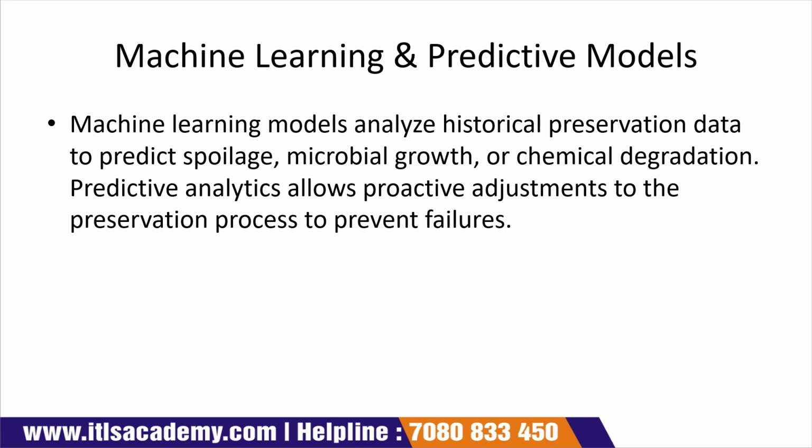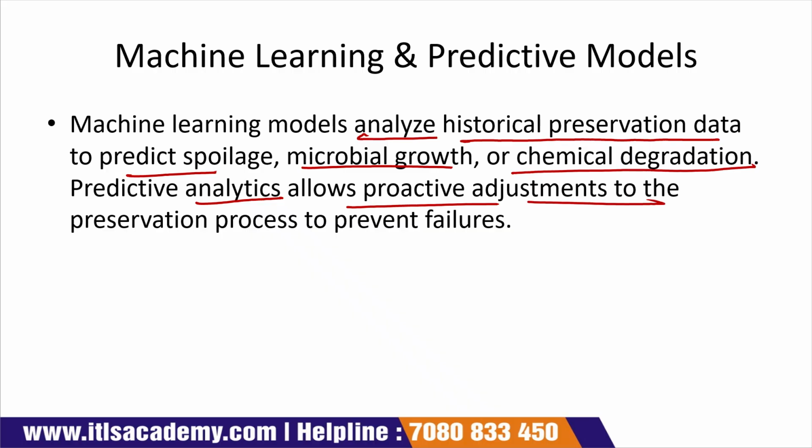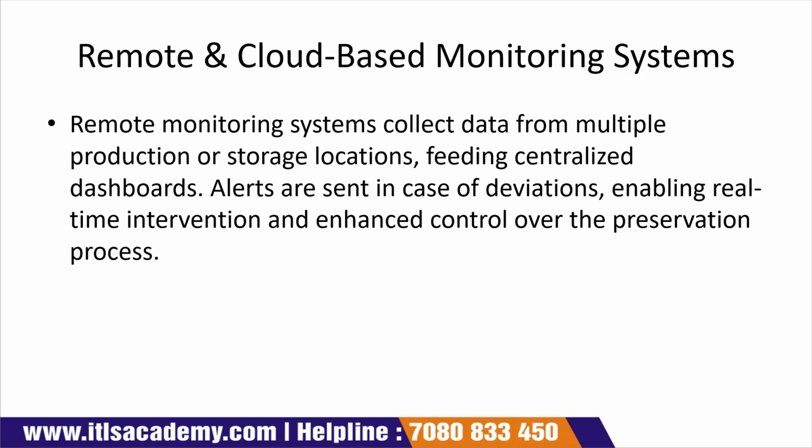Machine learning and predictive models. Machine learning models are used to analyze historical preservation data. They are used to predict spoilage of the food product, microbial growth, or chemical degradation. Predictive analytics allow proactive adjustment to the preservation process so that it will prevent the failure of food products.